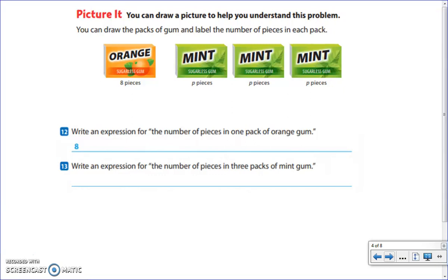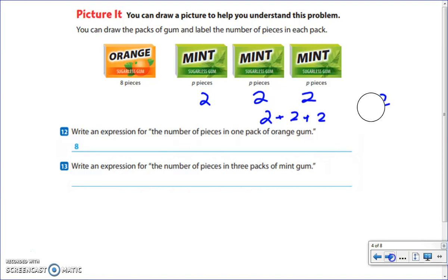What I'm tempted to do is say P plus P plus P, which is true because that would represent the number of pieces in 3 packs. However, we could also write it as 3P. If, hypothetically, each of these had 2 pieces, I could do 2 plus 2 plus 2, which is true, or I could do 3 times 2. There are 3 pieces, or 2 times 3, either way, however you want to think of it.